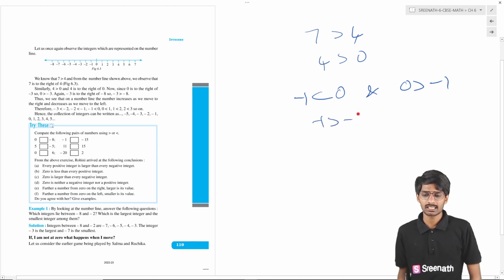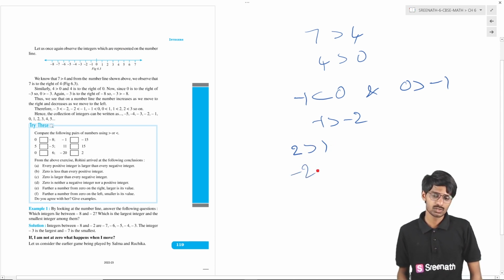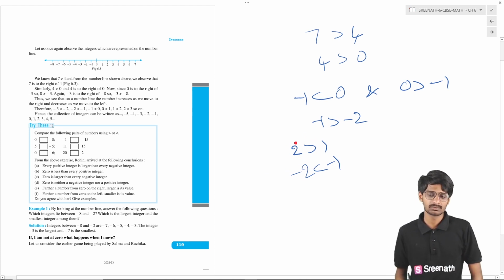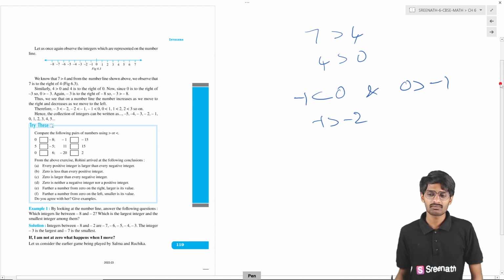And -1 is greater than -2. Normally 2 is greater than 1, but whenever there is a minus symbol, we have to represent -2 is less than -1. So the value will change. Okay, students. So finally, what is the ordering of the integers?